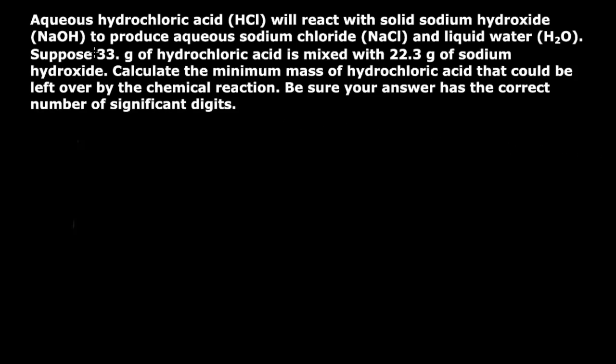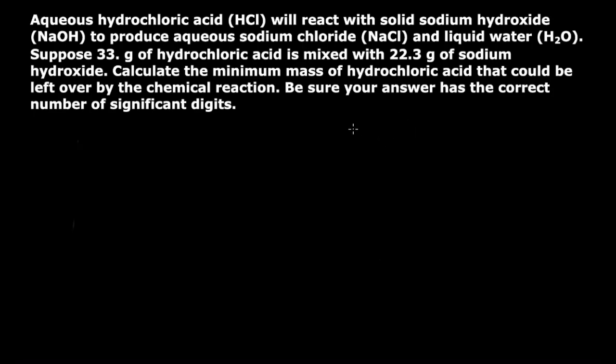Now, in this question, we have aqueous hydrochloric acid, or HCl, and we're going to react that with this solid sodium hydroxide, or NaOH, and that's going to produce sodium chloride, and it's also going to produce liquid water. And they give us the amount of this hydrochloric acid, and they give us the amount of this sodium hydroxide. And we want to know what is the mass that's going to be left over of the hydrochloric acid.